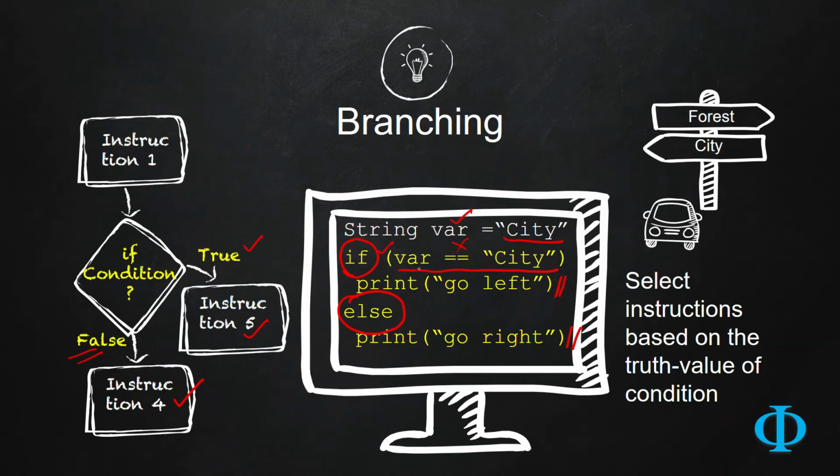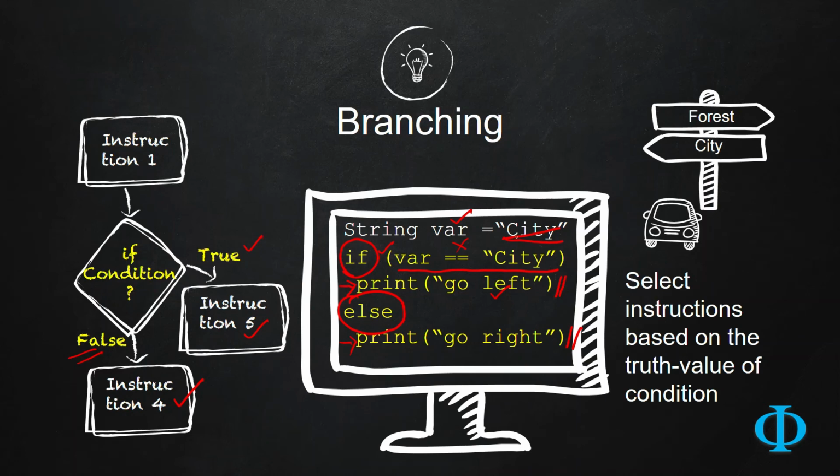Now, if the value inside the variable var is city, which is true, then it will execute this line. That is, it will print go left. And if the value is not city and something else, then it will go inside the else part and print this go right. For example, right now in this condition, this program will print go left because I have actually stored the value city inside this variable.